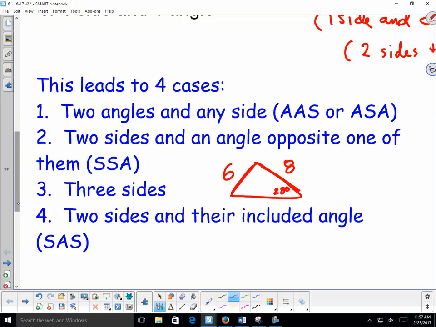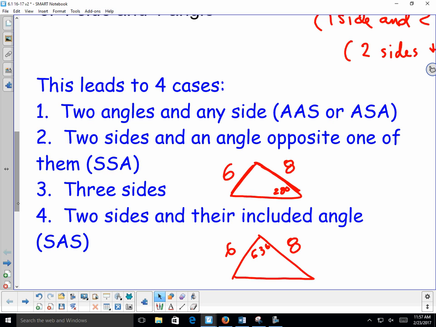I could know all three sides, or the last case would be two sides and their included angle. That's if I had, let's say, the same picture. This is 6, this is 8, but I happen to know that this angle here is 63 degrees, right? I know the included angle. That's a different case. So there are four different cases, all right?